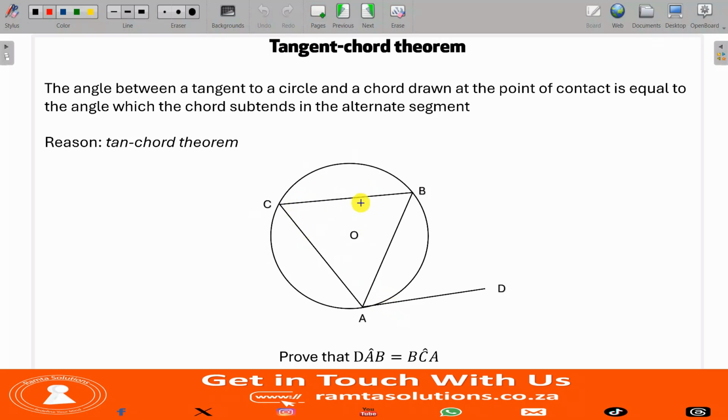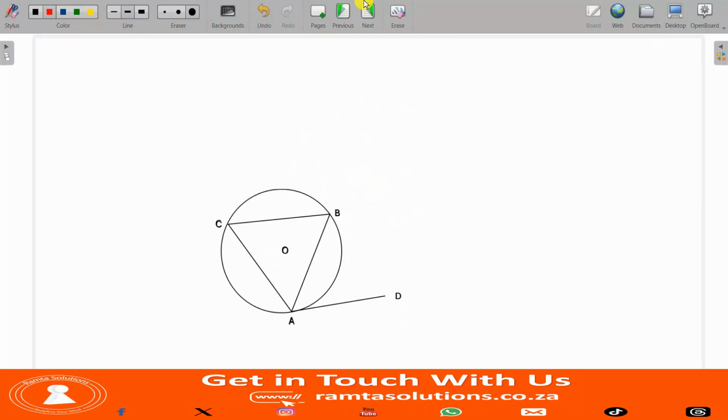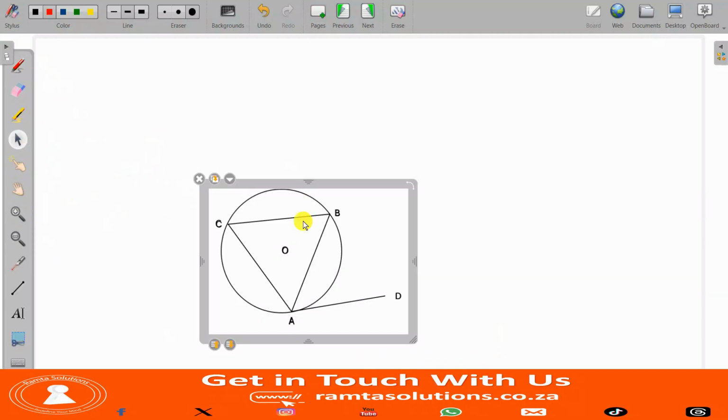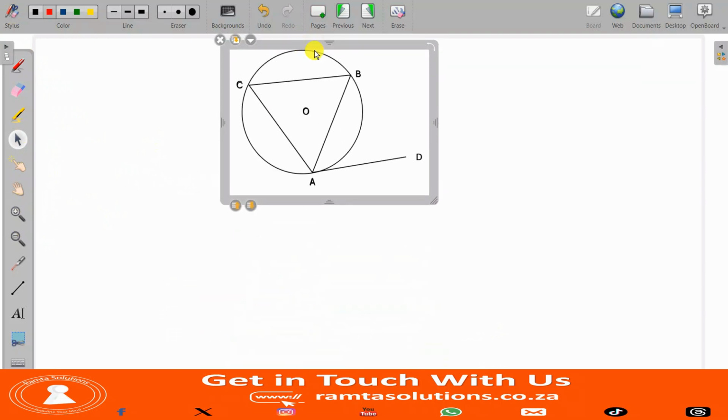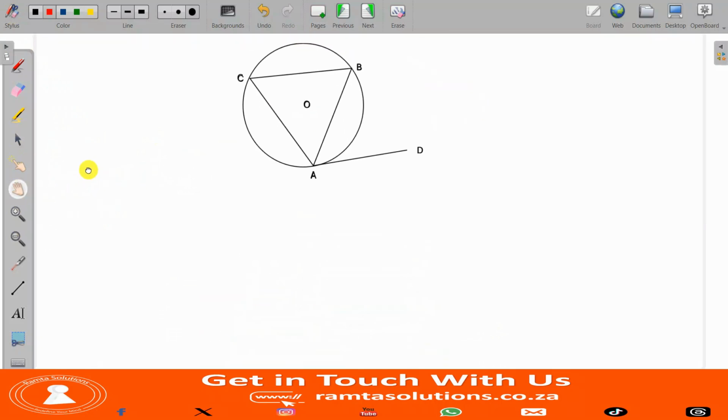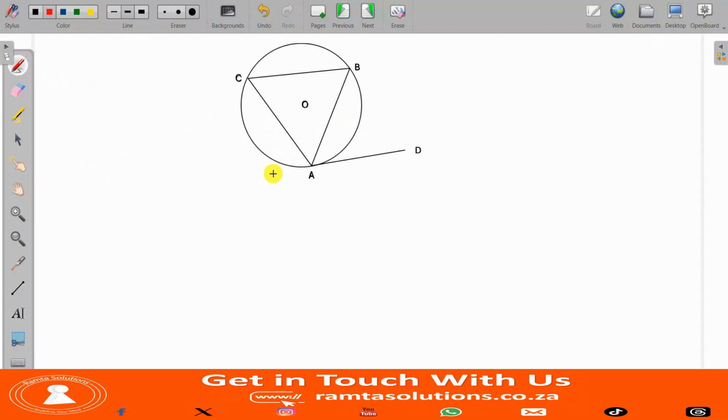I will copy this shape here and paste it. I think it's better this way. Perfect. So this is our proof, and in our proof we are going to begin with a construction.